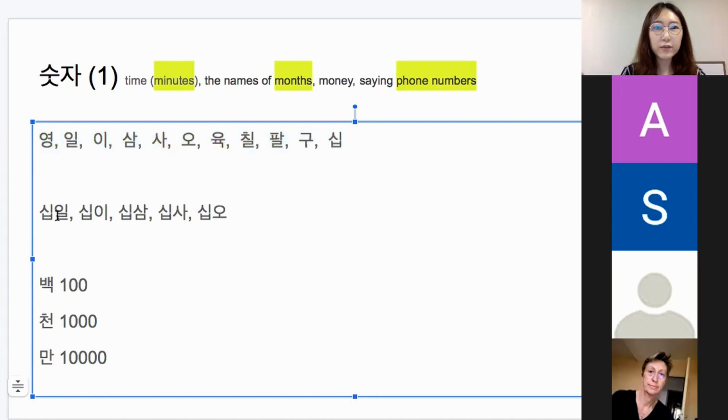So here, 10 is 10, 1 is 1, so 11 is 11. So 11, 12, 13, 14, 15.